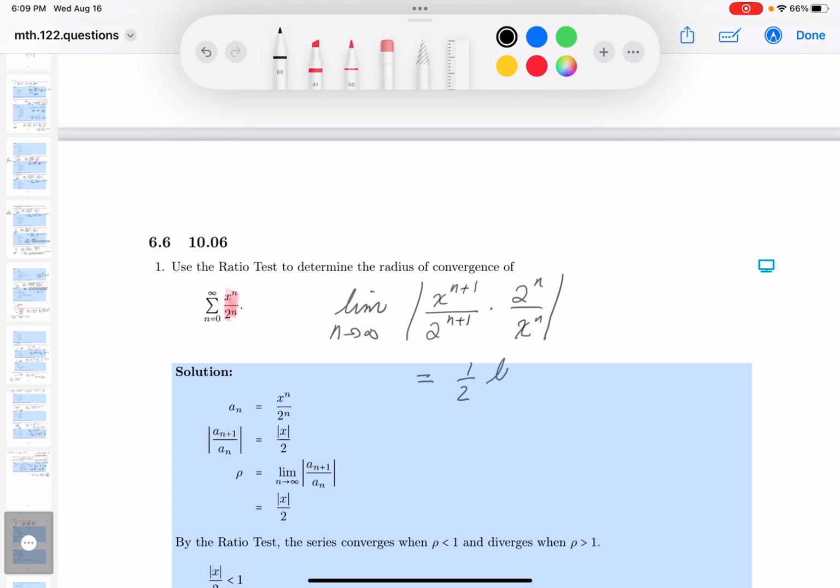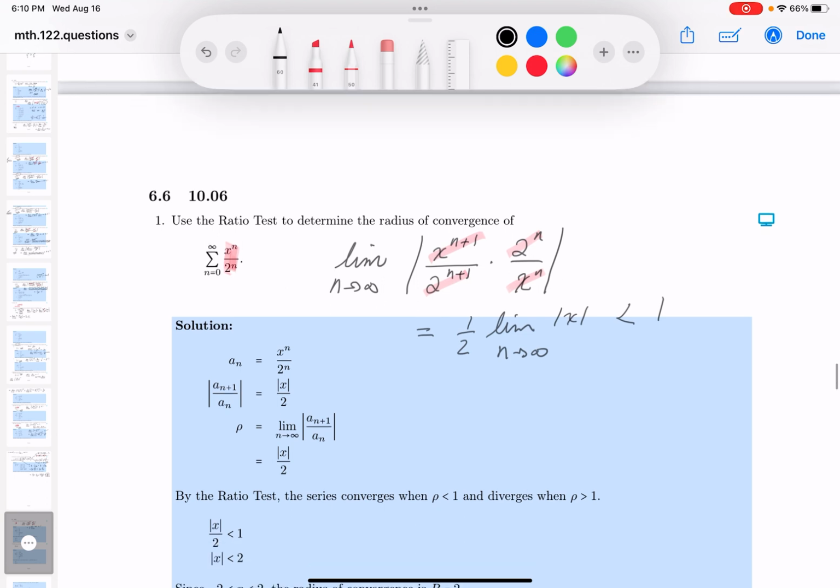And then I get the limit as n goes to infinity. Again, let me just remind you what I did over here. 2 to the n plus 1 is a half. Absolute value of half is a half, so I just pulled it out. Now I'm looking at this thing over here, and that's simply the absolute value of x. And this should be less than 1. Now, the limit as n goes to infinity of the absolute value of x is just the absolute value of x.